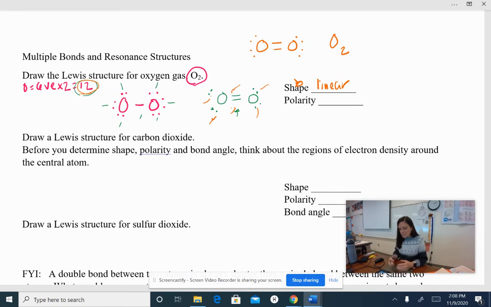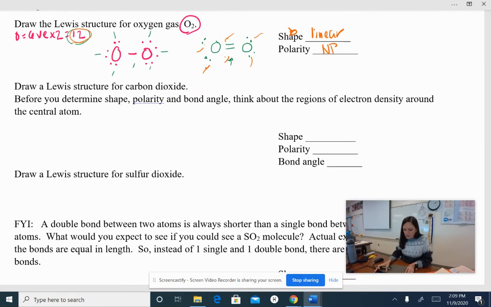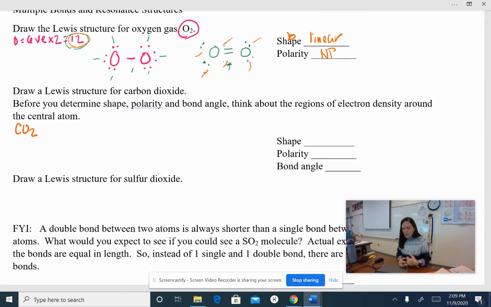Now, the question is, is this going to be polar? Both of these atoms are the exact same electronegativity. So they're both going to have the exact same pull on those electrons. So if they're going to have the exact same pull on those electrons, this would be a non-polar molecule. Okay, let's do carbon dioxide. Okay, now carbon dioxide is CO2. What's going to be the center atom?